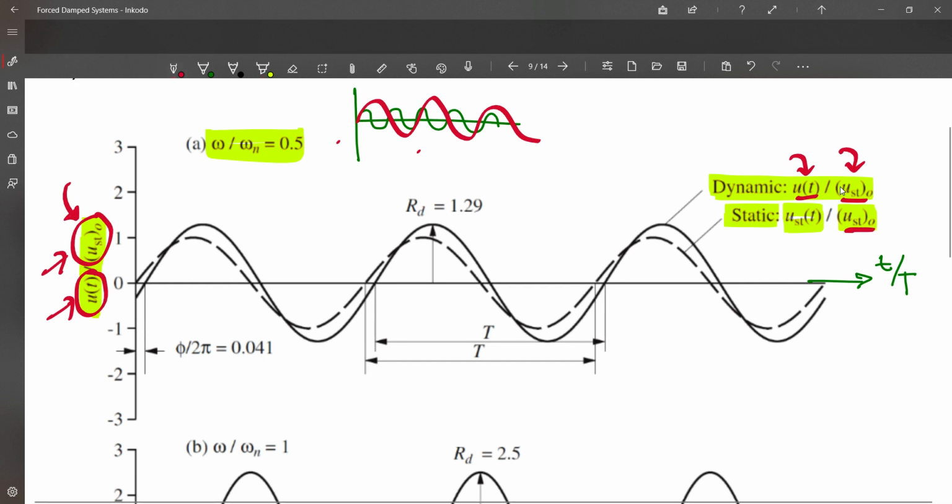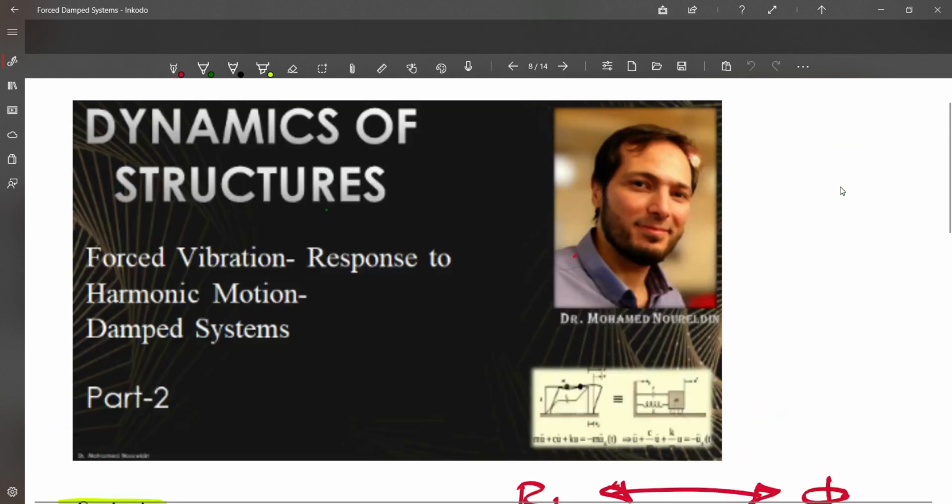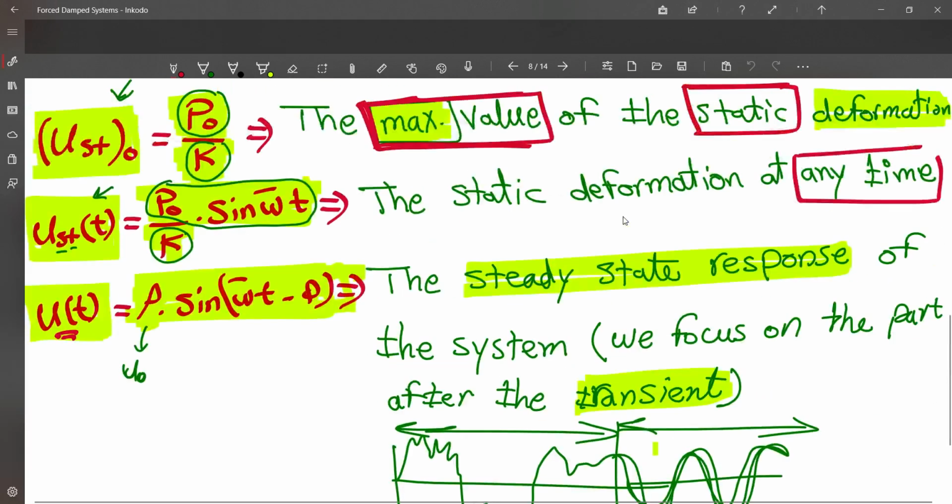I do not want you to get confused. If you do not know the difference between U static of t and U static node, then let's go back and look at this. Here, U static node is the maximum value of the static deformation. U static at any time t is P node sine omega bar t over K, which is the static deformation at any time. The subscript node means the maximum value of the static deformation.